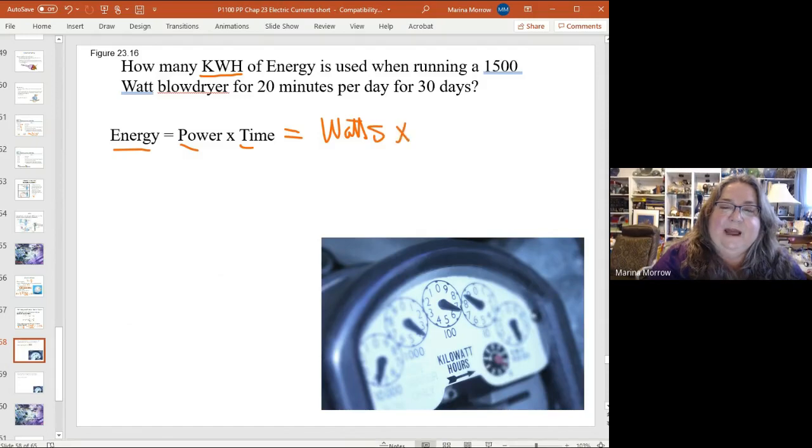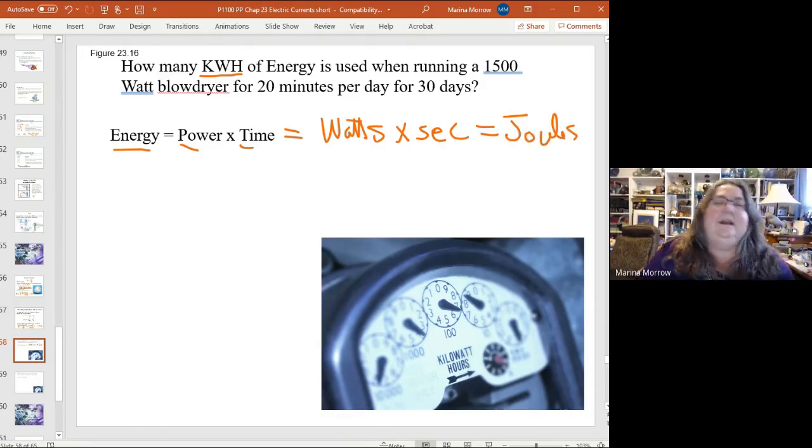And if I multiply by time in seconds, then that's going to give me joules. Perfect. Okay, except when you are paying your electricity bill, they don't charge you for joules because we're in America. I don't know what they do in Europe, but they definitely don't charge you for joules here in America. Instead, they charge you for kilowatt hours.